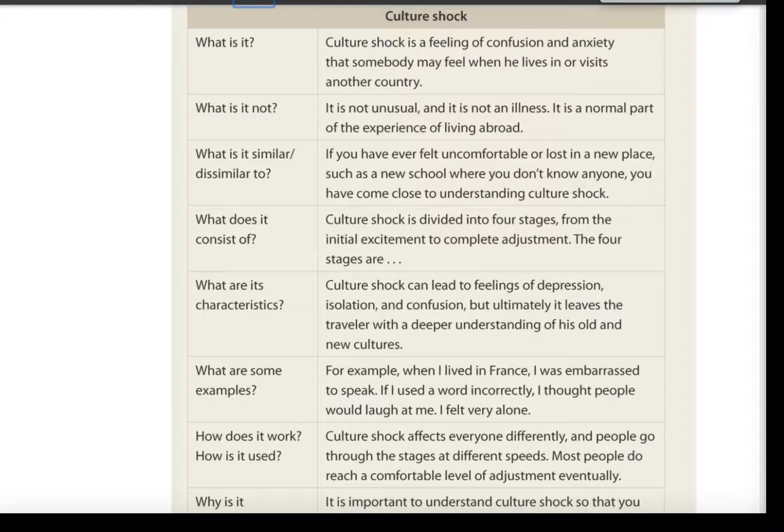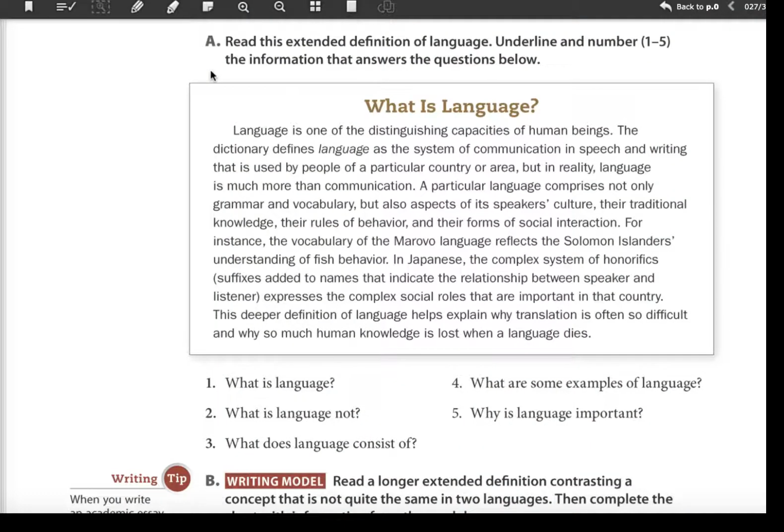Now, if you turn the page to page 27, I want to show you how a person who wrote a definition paragraph, which is what you guys are going to do, not this week, you're going to use your chart a little bit later on to write a definition paragraph. But let me show you what it looks like in practice.